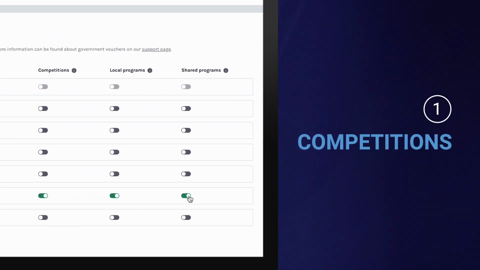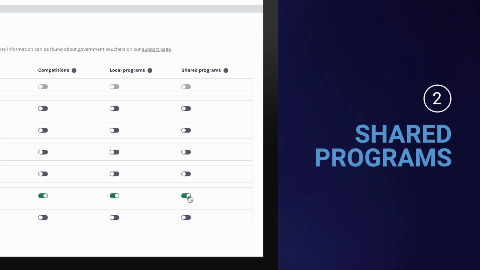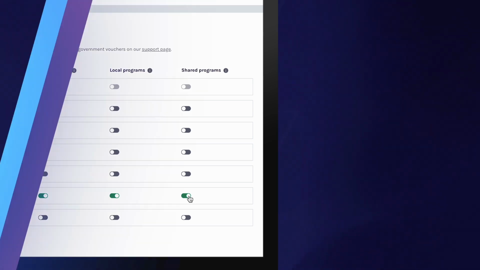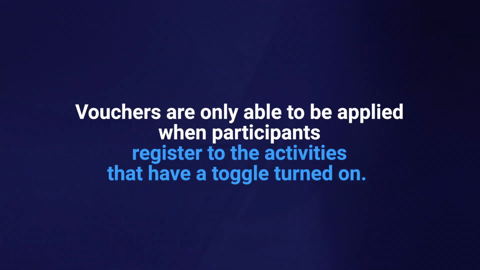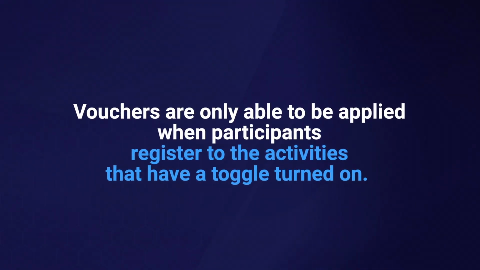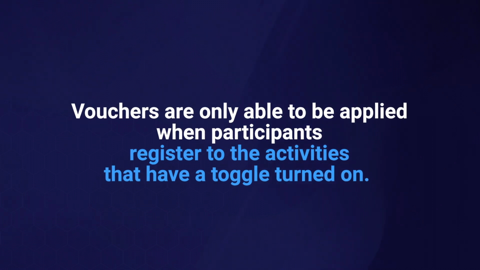Competitions are created by the association and typically have a fixture. Shared programs are created by national and state sporting bodies and shared down to associations and clubs to deliver these programs. Local programs are simply created and delivered by an association or club. Vouchers are only able to be applied when participants register to the activities that have a toggle turned on.